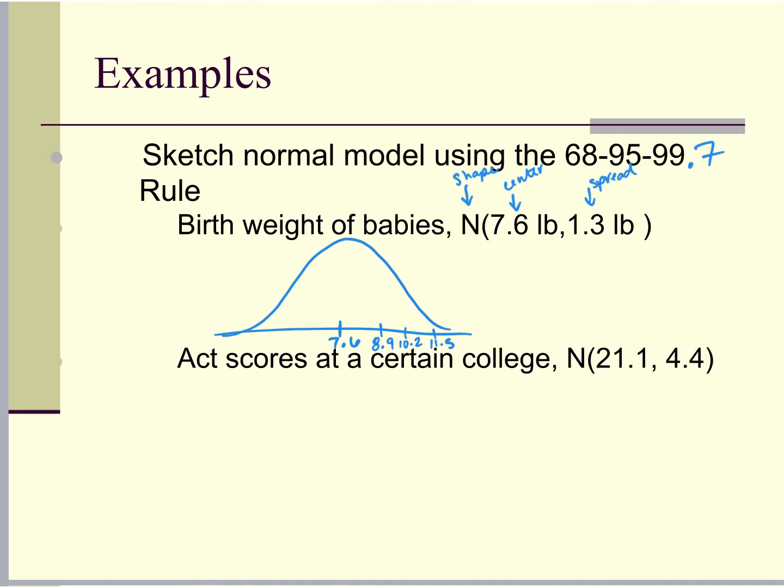The last slide was just a general normal model. And now we're going to go backwards. I'm going to subtract 1 standard deviation. What value is that? 6.3. Okay. 6.3 minus 1.3 is 5. And 5 minus 1.3 is 3.7.